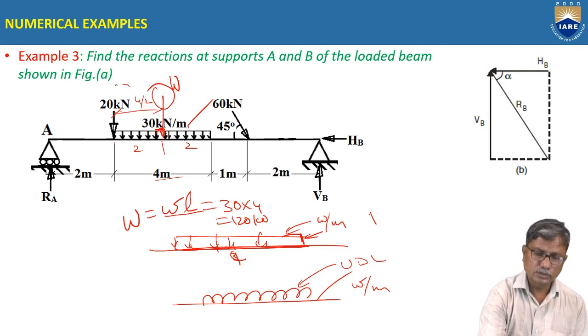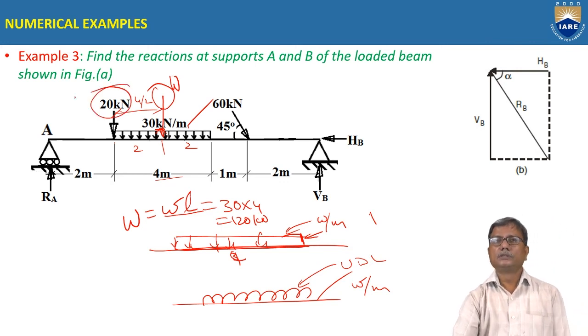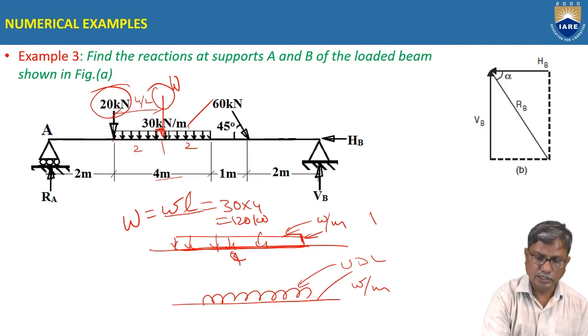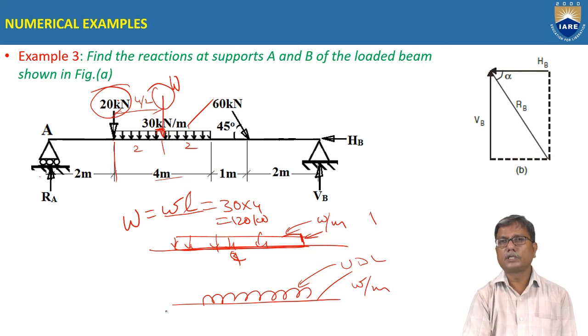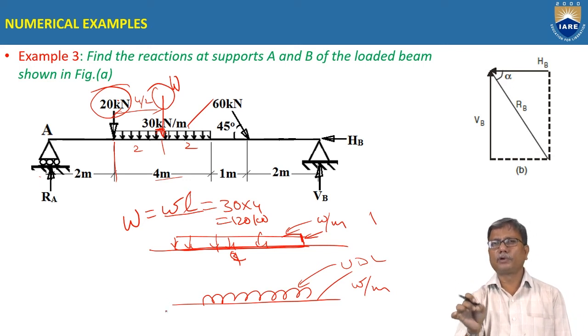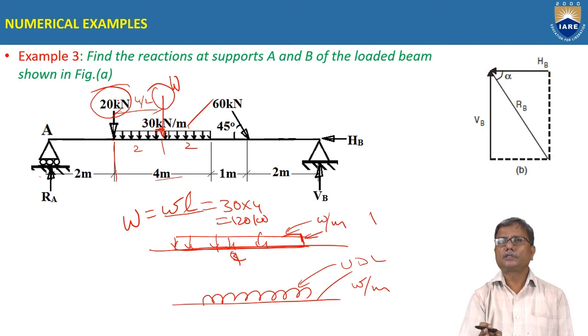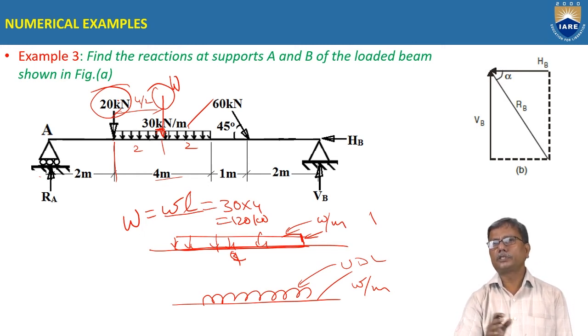Because for point loads, we know the distance directly here. So 20 into 2. Because the load is acting at a point, the moment of that force can be directly obtained by multiplying with the distance. Whereas for distributed load, it is distributed over a considerable length.